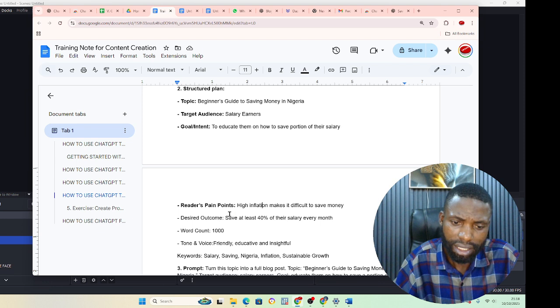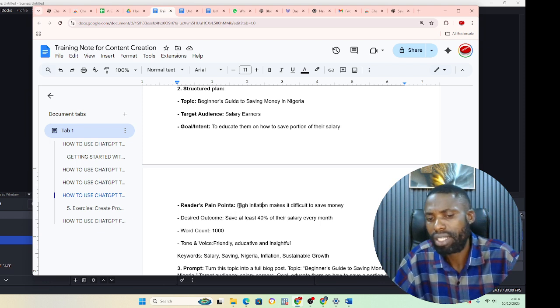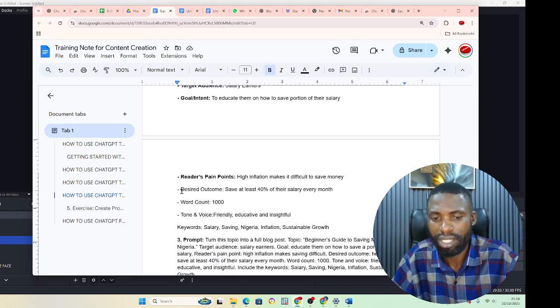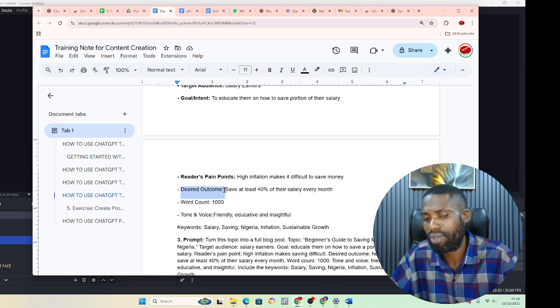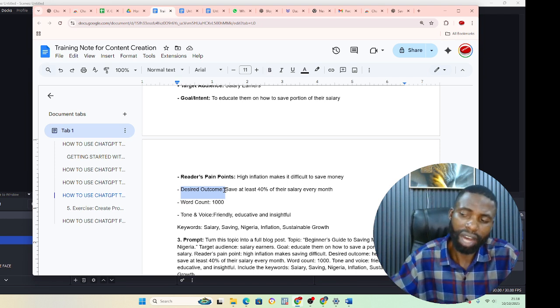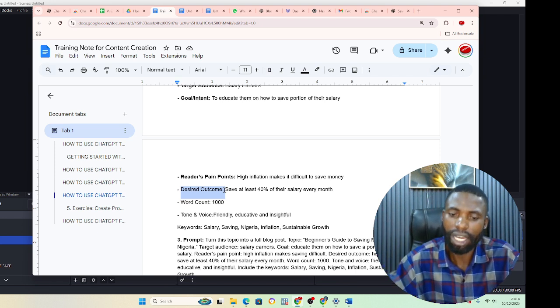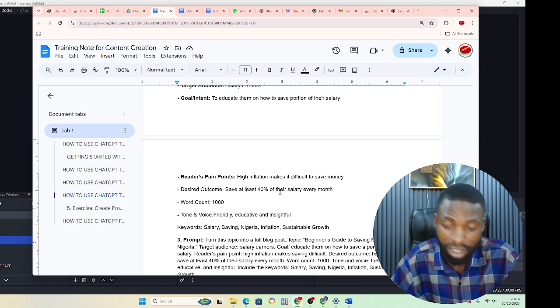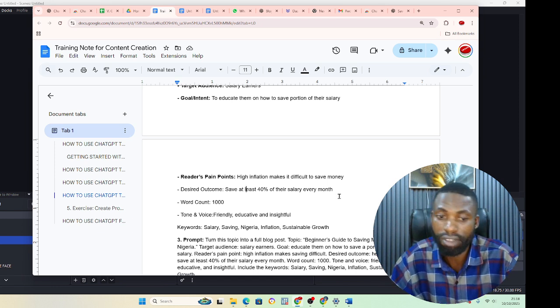So what are the reader's pain points? The pain point of the salary earners is that we have high inflation that makes it difficult for them to save money. Please document it down. That is their pain point. Then the next one is desired outcome. What are you actually looking at at the end of them reading the post? You are looking at helping them save at least 40% of their salary every month.